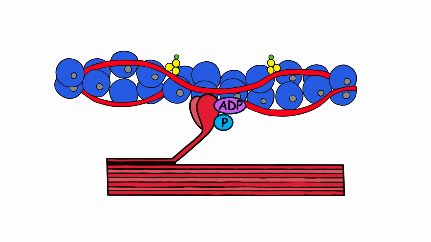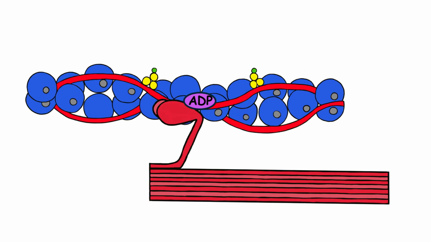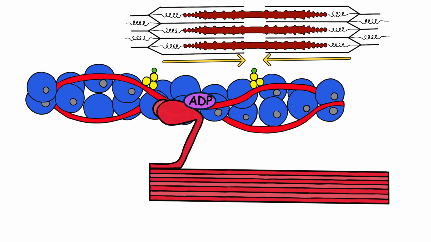With actin's binding sites now exposed, the myosin head attaches to actin. This is called a cross-bridge. It's the first physical link between thick and thin filaments. Once the cross-bridge forms, the inorganic phosphate is released from the myosin, and the myosin head pivots, pulling the thin filament towards the M-line. This is the powerstroke.